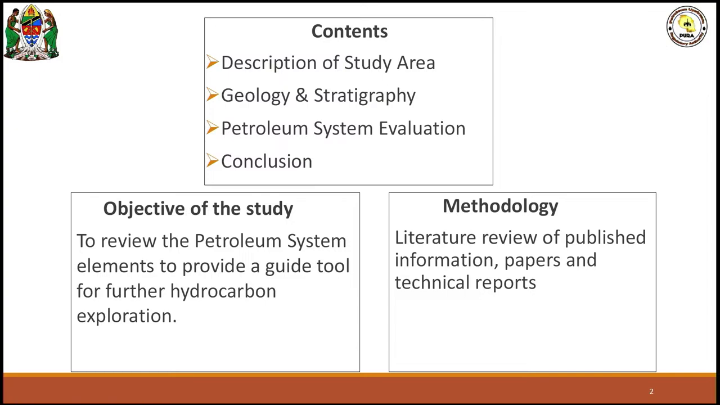The objective of this study was mainly to review the petroleum system elements so as to provide a guiding tool for further exploration, which will be done in the basin. The methodology used was mainly to review the technical reports, the published papers, and other published information.